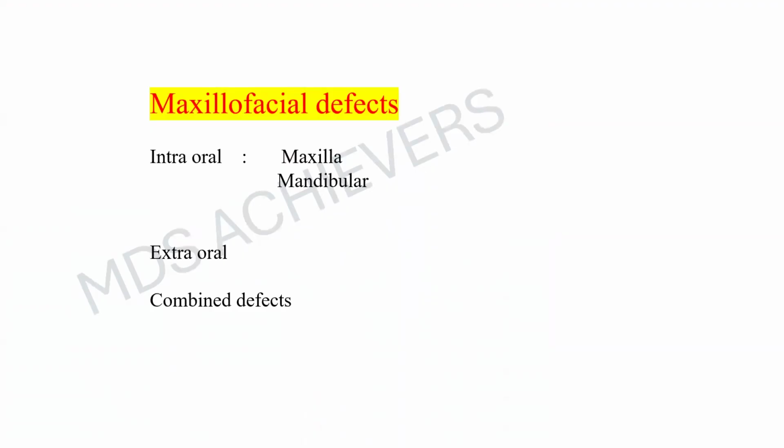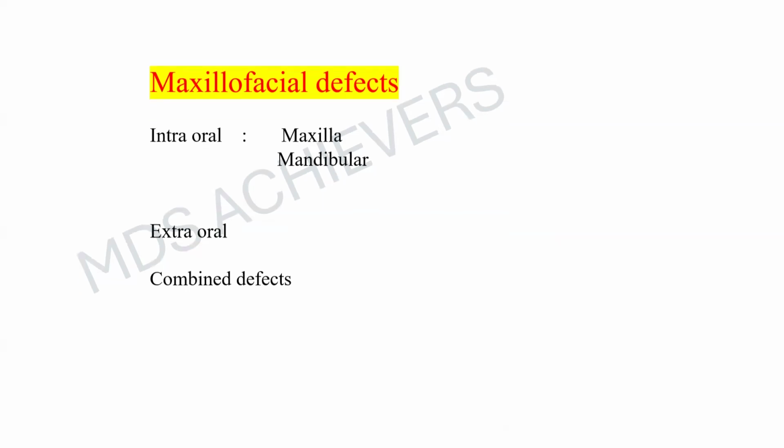Coming to maxillofacial defects, I am going to cover the MFP in brief, which can be very frequently asked. Maxillofacial defects are of intraoral, extraoral, and combined. Intraorally, the maxilla can be affected or the mandible can be affected. And extraorally, it can be the ear, nose, eyes, and also the orbital regions can be affected. And combined defects are, for example, maxilla combined with the orbital, that is maxilla-orbital defects.